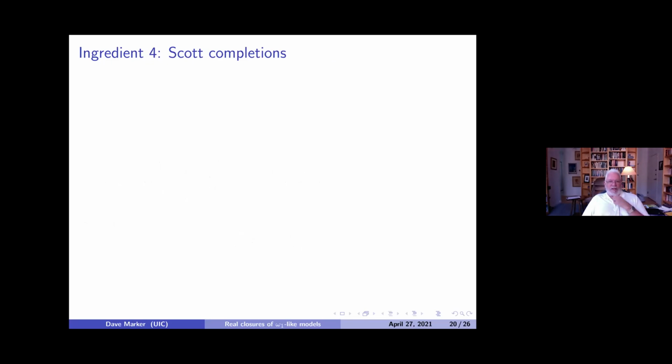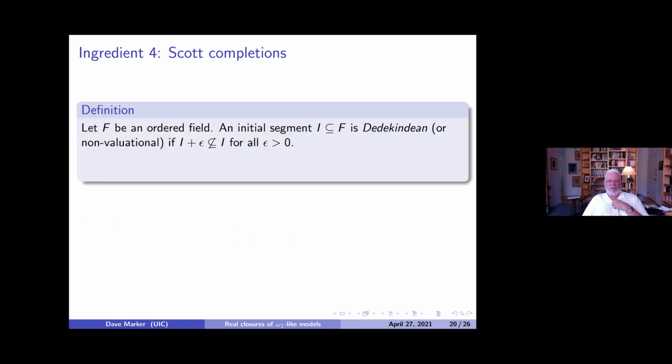Okay. And then the last ingredient, this is what Jim told us about, is the notion of Scott completions. Take an ordered field. Now I want to look at an initial segment of the ordered field. So think of it as a cut in the field. We say it's Dedekindian if whatever element I add to I, if I add any positive element to I, it shifts me out of I. So nowadays, these kind of cuts are called non-valuational.